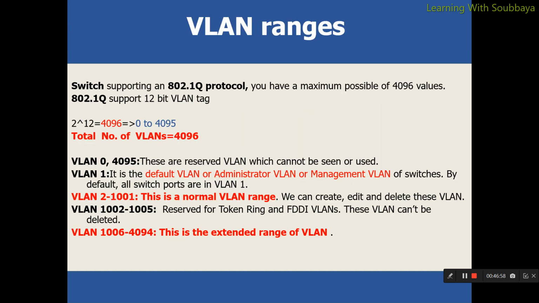So as advantages we can say we provide security, broadcast is controlled here, it is cost effective, flexible and scalable. We can say 4096 VLANs are available, out of which we can use VLAN 2, VLAN 3 up to VLAN 1001. Apart from that, extended VLANs are also available, and we can use VLANs 1006 to 4094. So 2 to 1001 is called the normal VLAN, and 1006 to 4094 is called the extended VLAN.